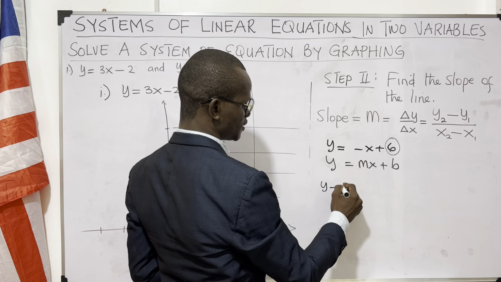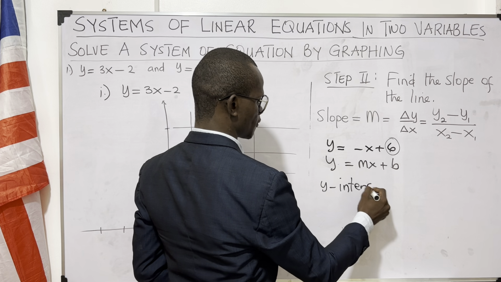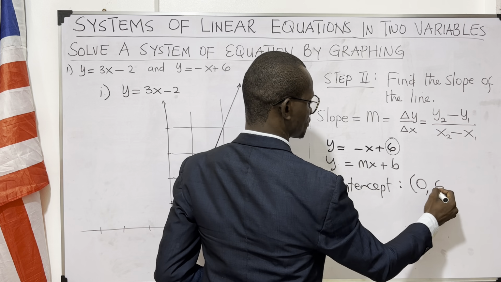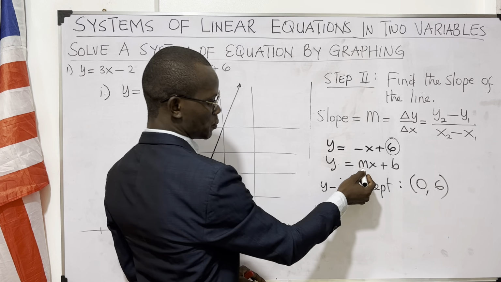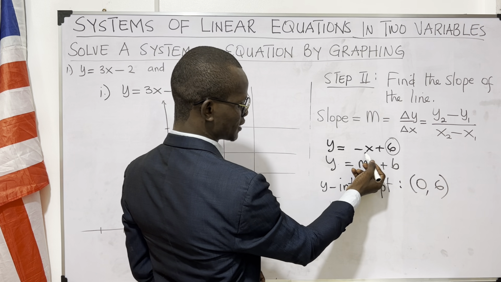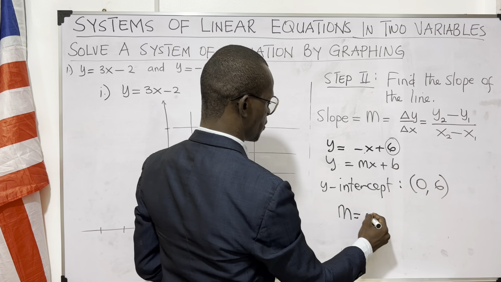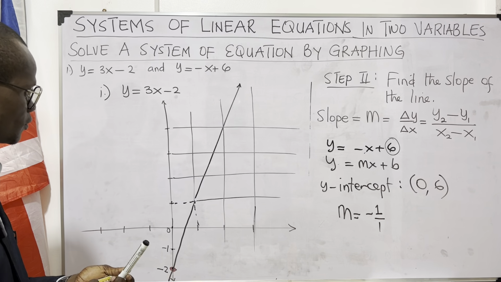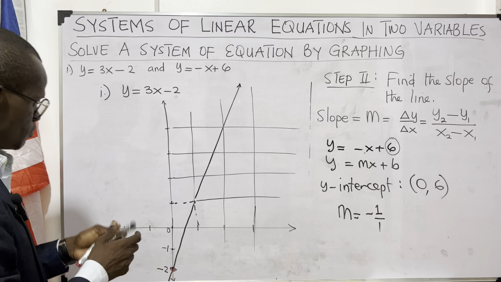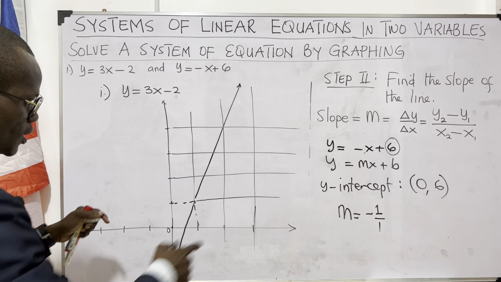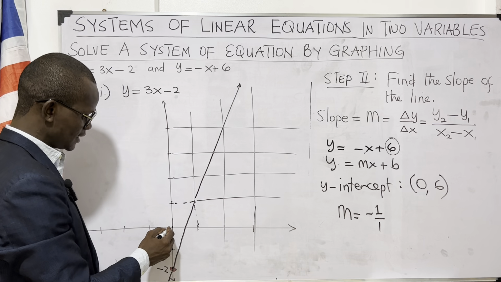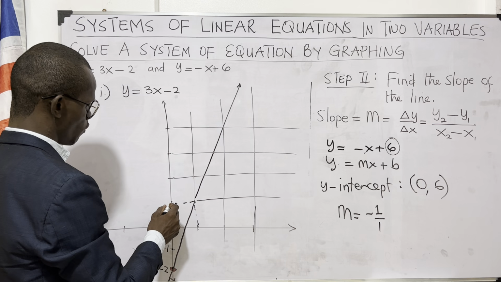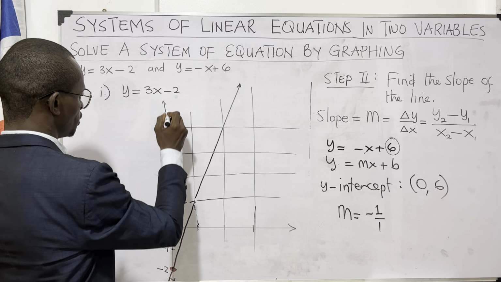That is the y-intercept. Now x is 0, y is 6. And then the slope is just the coefficient of this x. So m is equal to minus 1. So we know that this is also 1 down there. So what do we do? We graph the first one, the y-intercept. When x is 0, y is 6. So we must move 6 units upward. So we have 1, 2, 3, 4, 5.